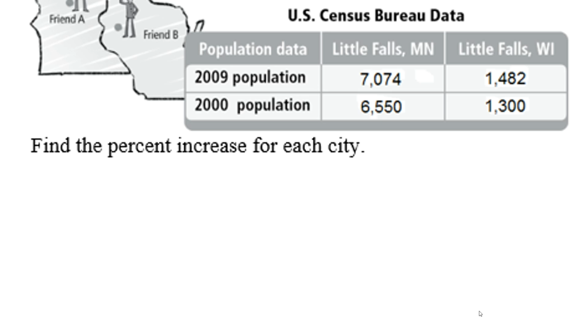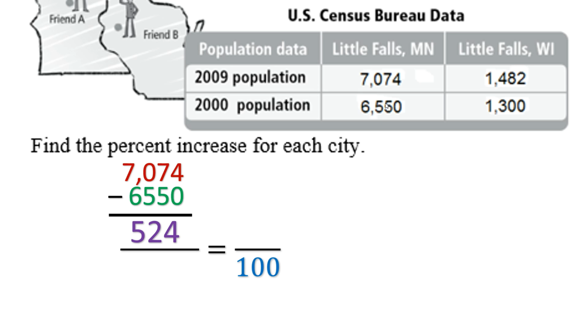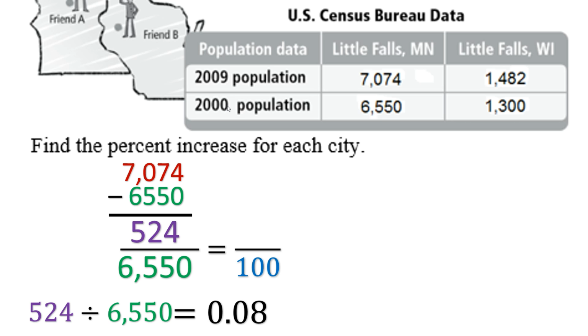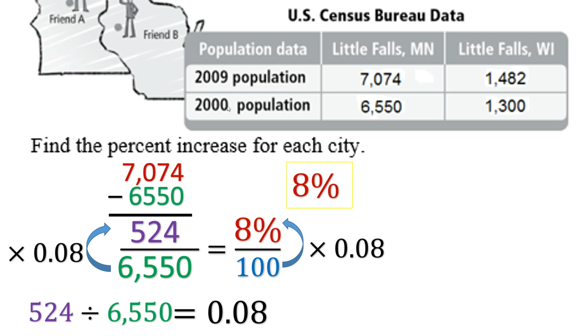Okay, bottom left of the notes. The one on the left has already been done for you, which is this one here, Little Falls, Minnesota. So we have the original, here is the original because 2000 is before 2009. So 6,550. We subtract the two of them to figure out how much it's changed by. And then the original, like I was saying, is this one because it's the earlier date. So we divide 524 by 6,550. You get 0.08. If you multiply this value by 100, that means the increase is 8%.